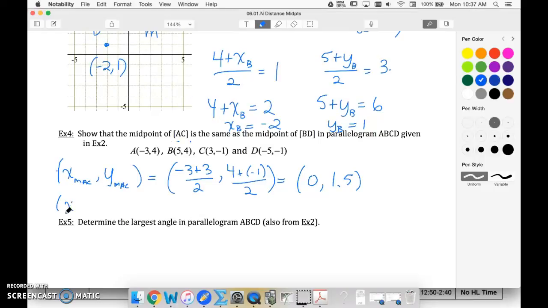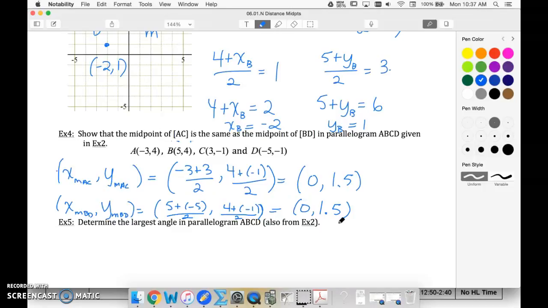Let's do the same thing. I want the X coordinate of the midpoint of BD and the Y coordinate for the midpoint of BD. So 5 plus -5, divide by 2, and then 4 plus -1, divide by 2. Well, 5 minus 5, of course, is 0. 4 minus 1, same thing, 3. So half of 3 is 1.5, so they share the same midpoint.